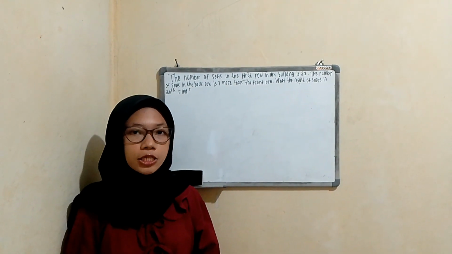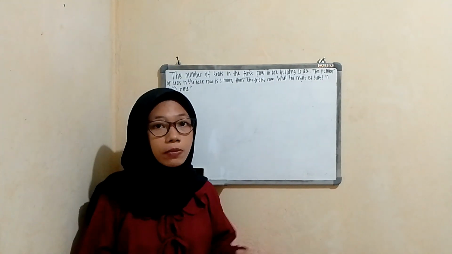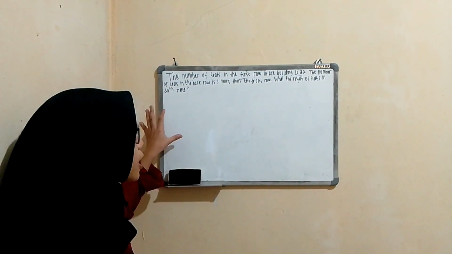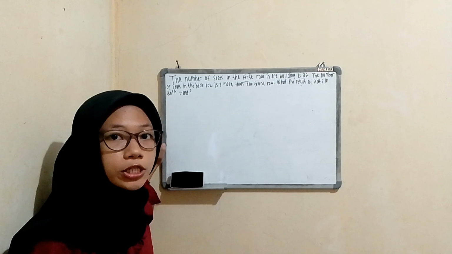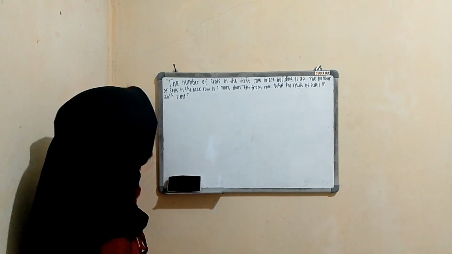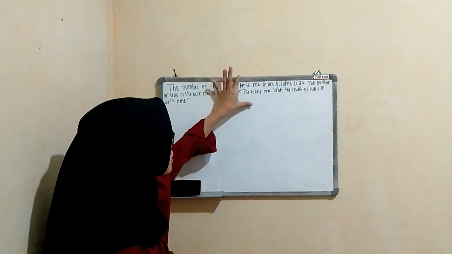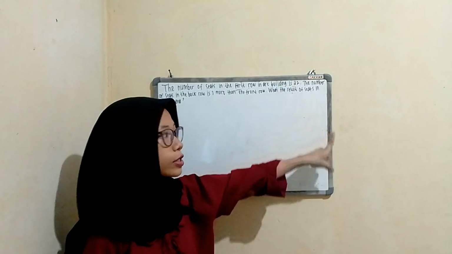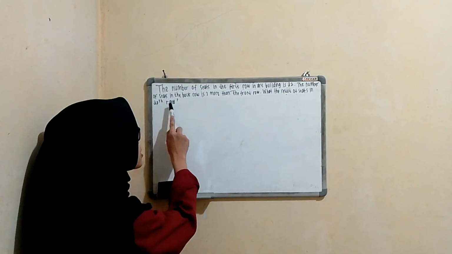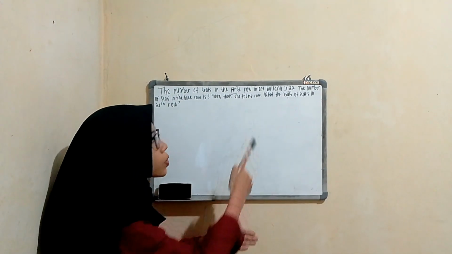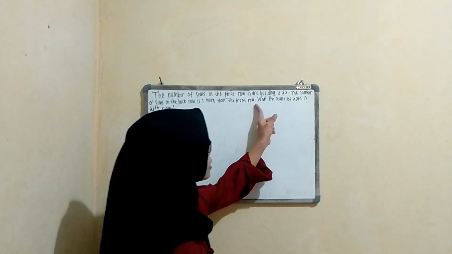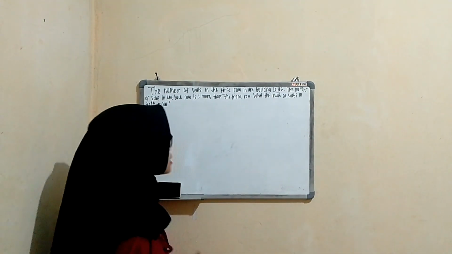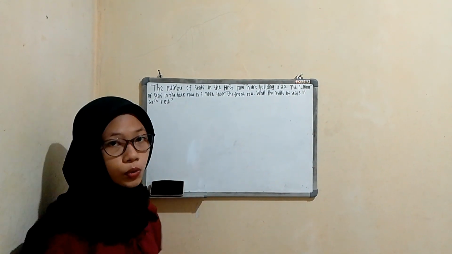Now we will discuss an arithmetic problem. On the board, there is a question I will read for you. The number of seats in the first row in our building is 22. The number of seats in the back row is 3 more than the front row. And then, what is the number of seats in the 20th row?